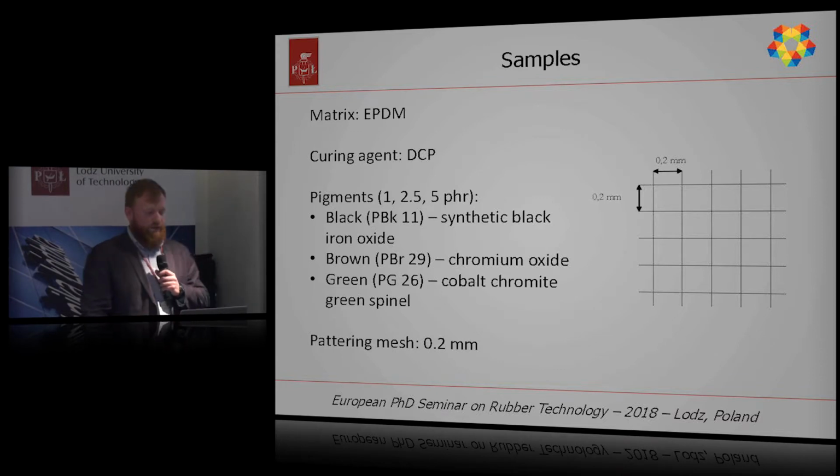A few words about the samples: matrix EPDM, curing agent DCP, and 3 different pigments: black, brown, green, in 3 different contents: 1, 2.5, and 5 PHR. The patterning mesh is 0.2 millimeter, as you can see on the slide. These are standard commercial inorganic pigments.